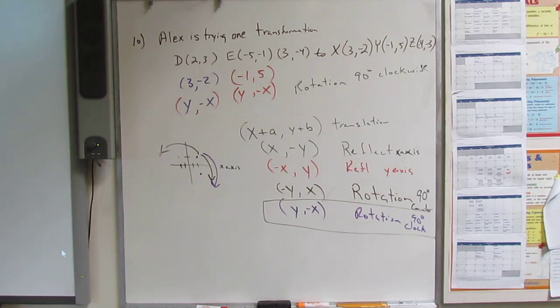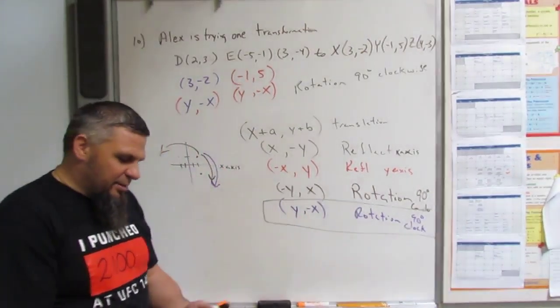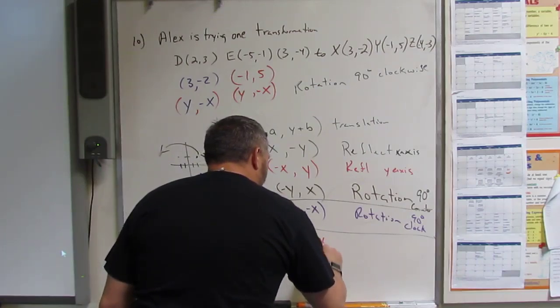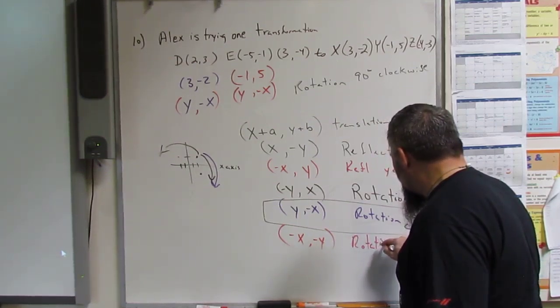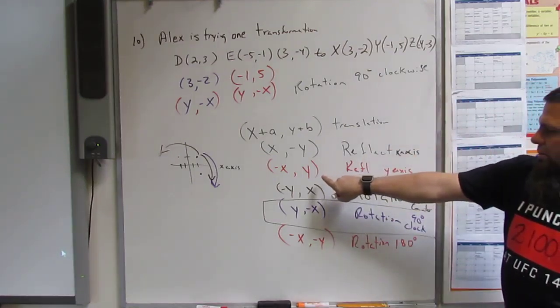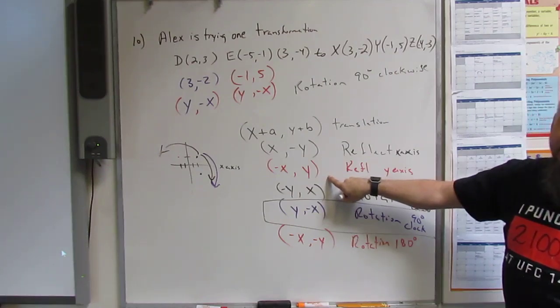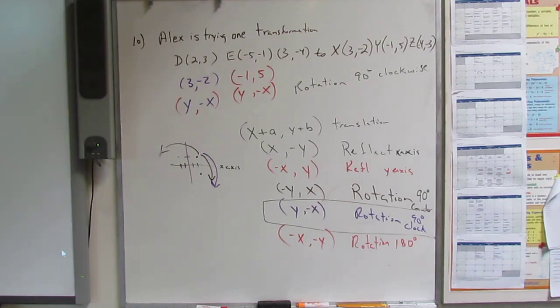That should take every single possible scenario, except for 180 degrees rotation. Remember, 180 degrees rotation just means we do this again, which would make the negative x, right, and the negative y, and that would be rotation of 180 degrees, which could also be reflection and reflection, right? So if I reflect across the x and then I reflect across the y, it's the same as if I do a 180 degree rotation. Okay? Done.